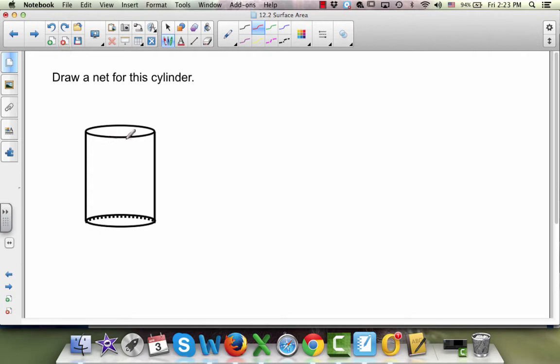Alright, draw a net for this cylinder. Let's think about this now. This middle part right here, if you take it and you start, let's say we start right here and we just unfold it. What are we going to have? Yeah, you're just going to have a rectangle.